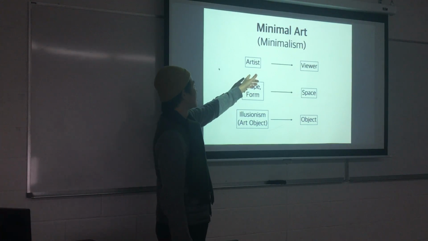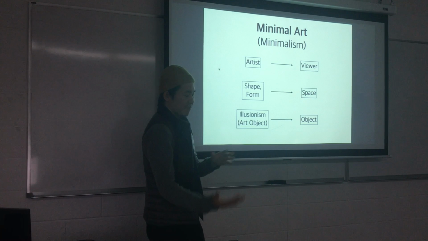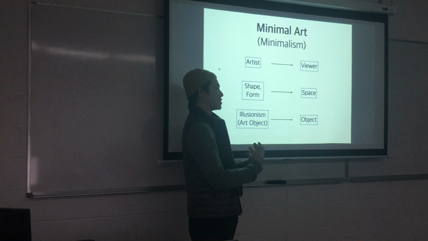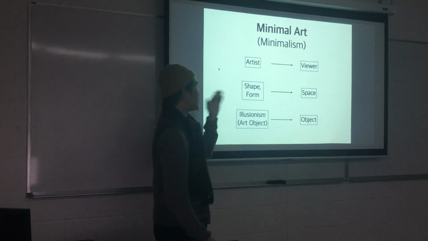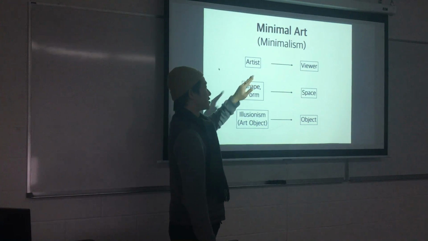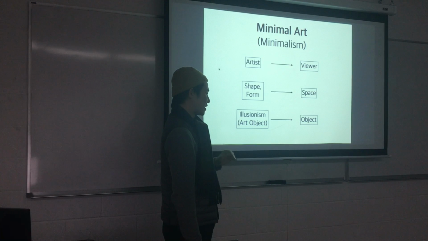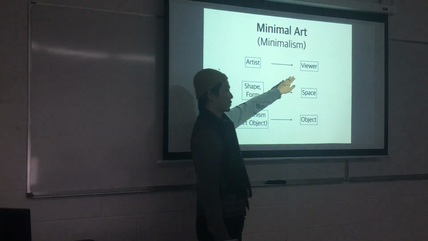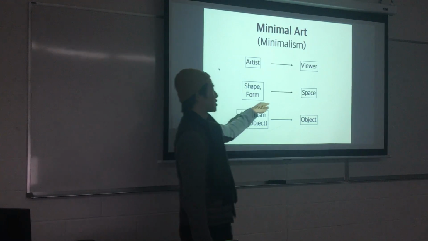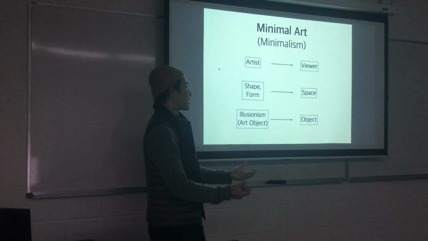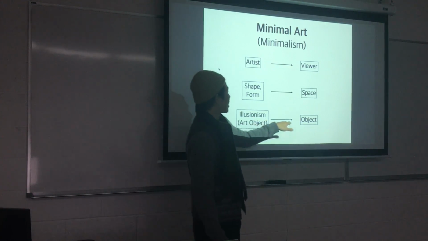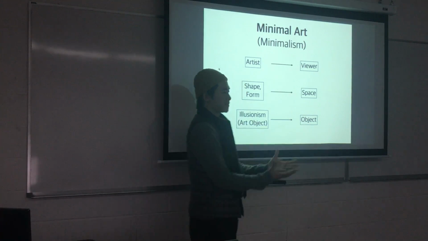Before minimalism, it was all about the artist's idea and the artist's technique. But in minimalism, they argued to change this perspective: now the artist isn't important. It's about the viewer's experience, and it's not about the shape and its form. It's about the space where it is located, and also they reject illusionism. They wanted to make their sculpture into an object.